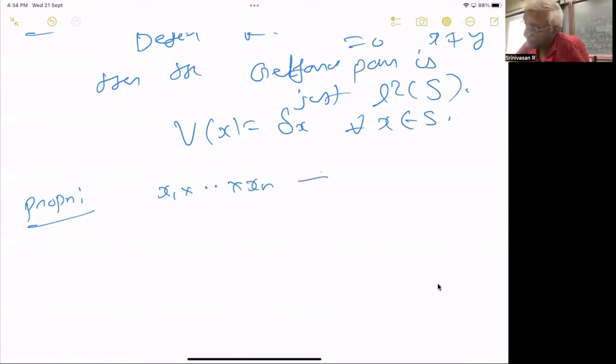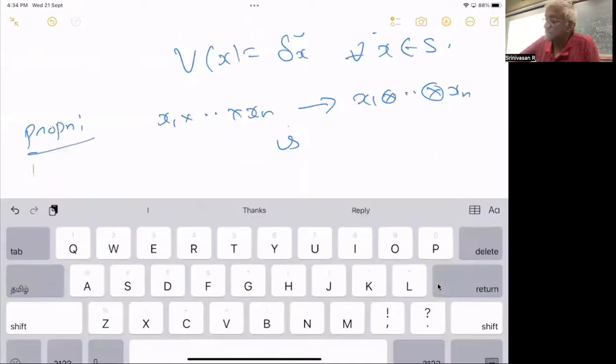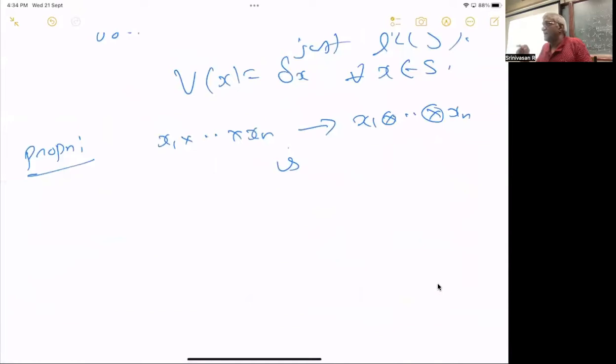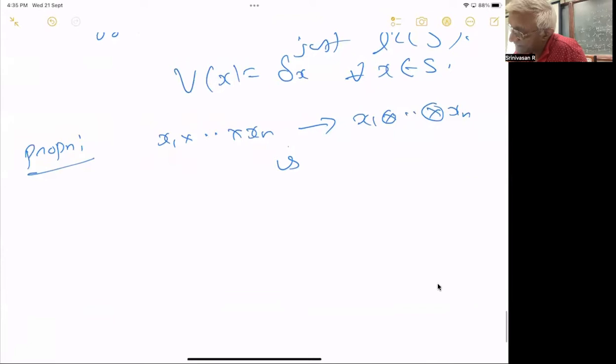This function going to x1 tensor up to xn is multilinear. That is, if you have a lambda somewhere in the lambda xi, you can take it out. These things are sitting in a vector space, right? There is some subtlety here. Each xi is coming from a Hilbert space. So you can multiply each xi in the elementary tensor by a scalar, or you can add two things inside the tensor. But then there is a summation in the Hilbert space you have constructed, and a scalar multiplication there. So it's the same as that. It is multilinear. Let me write the definition.